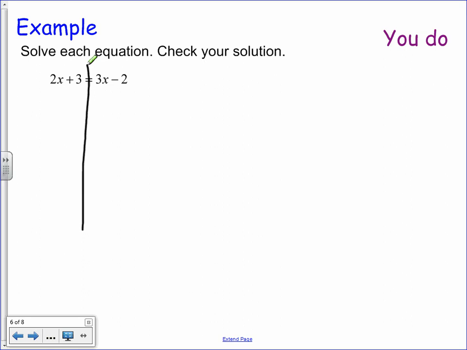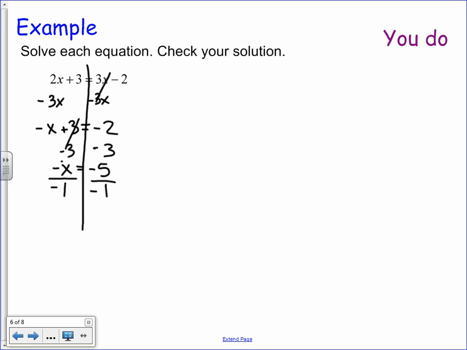Okay, so I'm going to move this 3x to this side, and I get negative x plus 3 equals negative 2. Then I'm going to subtract 3 from both sides, and I get negative x equals negative 5. I have to divide by that negative sneaky little 1 right here, and I get x equals a positive 5.